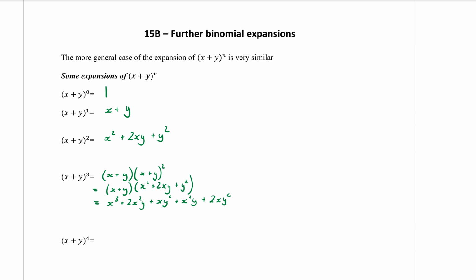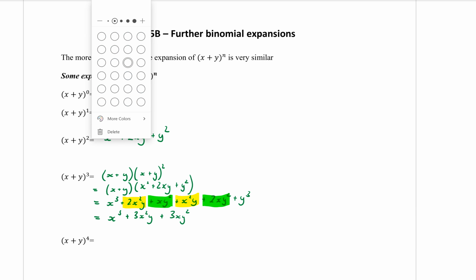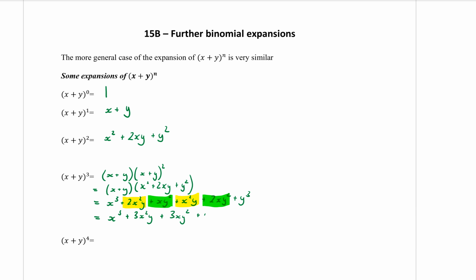Then we have a few like terms that we can collect. The x cubed doesn't have anything to collect with, but 2x squared y and another x squared y will make a positive 3x squared y. And a xy squared plus 2xy squared will make 3xy squared. And finally, the y cubed on the end.